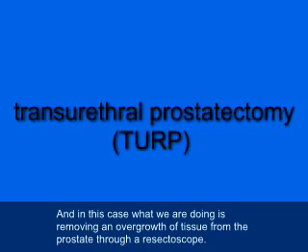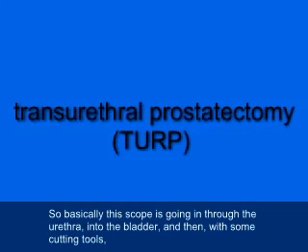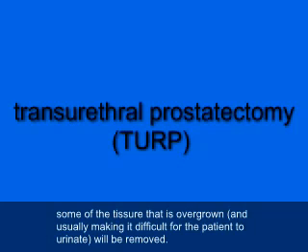In this case, what we're doing is removing an overgrowth of tissue from the prostate through a resectoscope. And that's a variation on a cystoscope. So basically, this scope is going in through the urethra into the bladder. And then with some cutting tools, some of the tissue that is overgrown and usually making it difficult for the patient to urinate will be removed. Okay, well, that covers the trickier treatment procedures. And now, as usual, we're going to go ahead and do some practice.